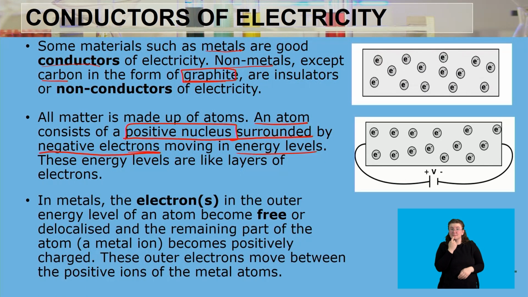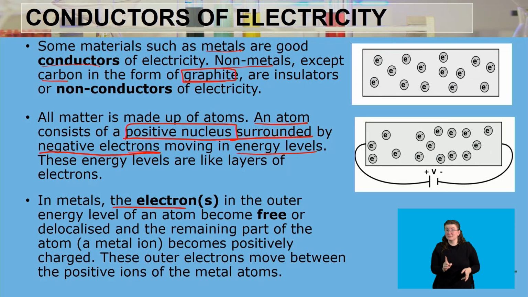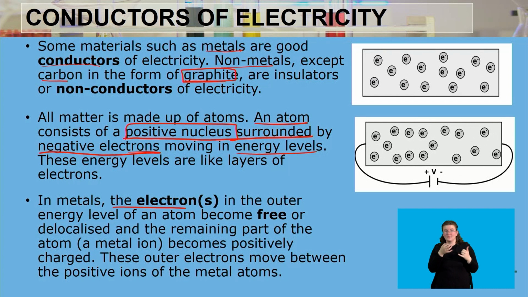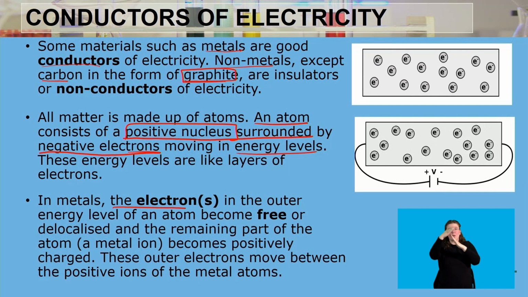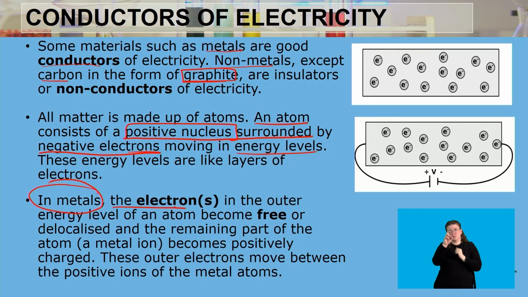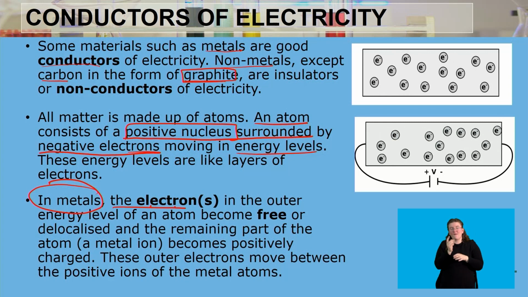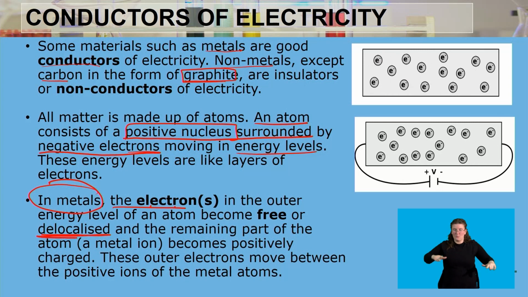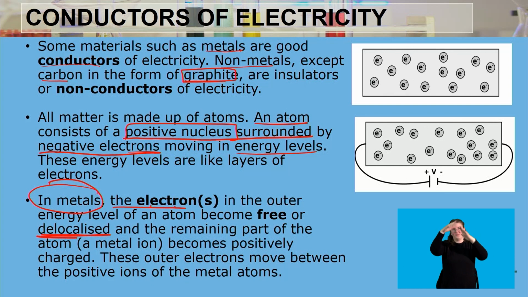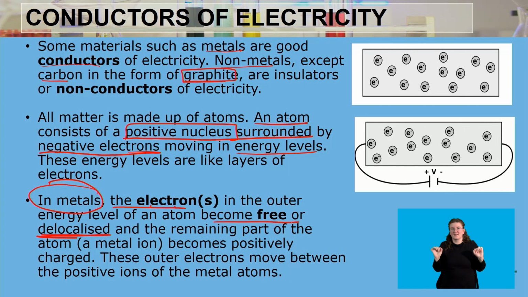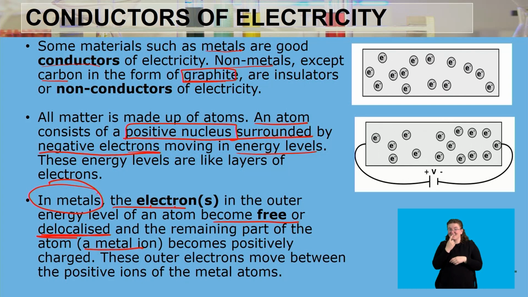Then in metals, the electrons in the outer energy level of an atom become free. Because we are taking those energy levels as layers, that means on the outer layer, in metals specifically, we have electrons that are free or delocalized. Those electrons on the outer layer of an atom are said to be delocalized, or we can say that they are free. And the remaining part of the atom, which is the metal ion, becomes positively charged.